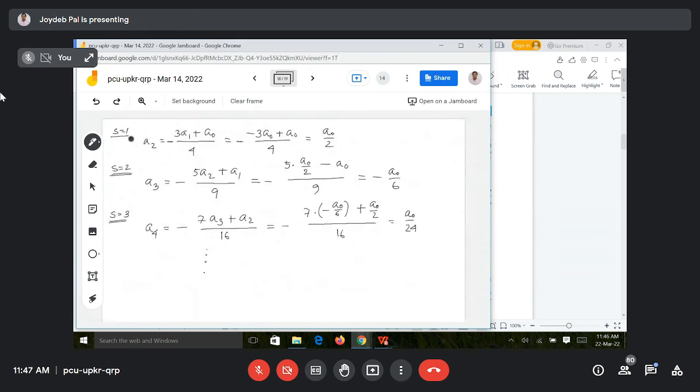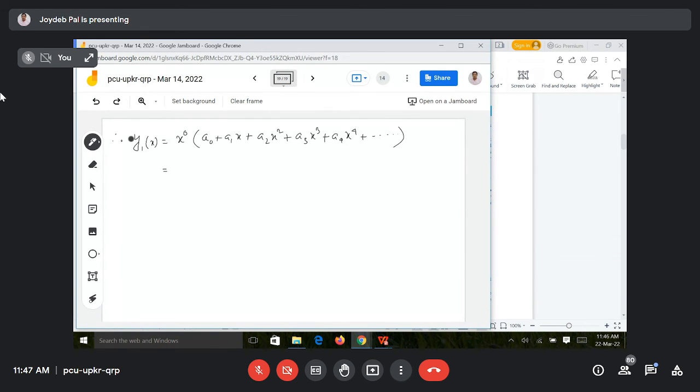So in our case, here r is 0, right? So x to the power r is x to the power 0, and the rest is a0 plus a1 x, a2 x square, a3 x cube, and so on. Now substitute the coefficients. So x to the power 0 is 1. a0 remains unchanged. a1 is minus a0. I am writing in factorial form, because a2 is actually a0 by 2, that means a0 by factorial 2. a3 is minus a0 by 6, so it is a0 by factorial 3.